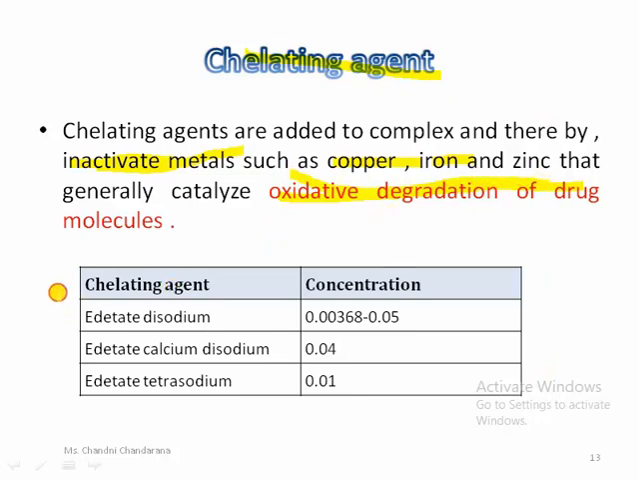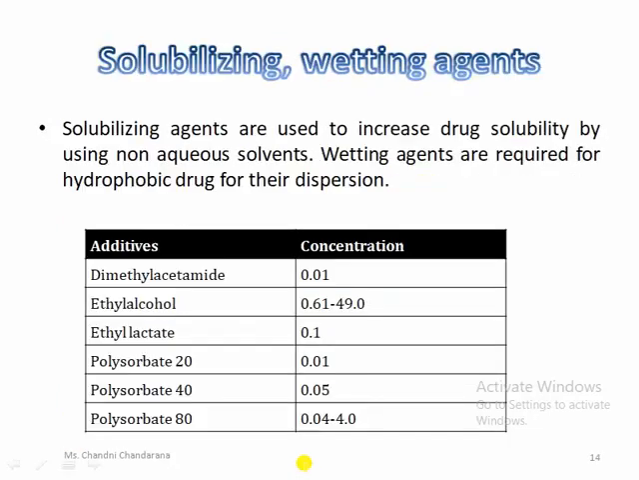So these are examples of chelating agents like edetate disodium, calcium disodium edetate, and tetrasodium edetate, in this percentage concentration range. We can say a chelating agent is a part of antioxidants only, because here also we are reducing the oxidative degradation of the molecules. Now the next is solubilizing and wetting agents.